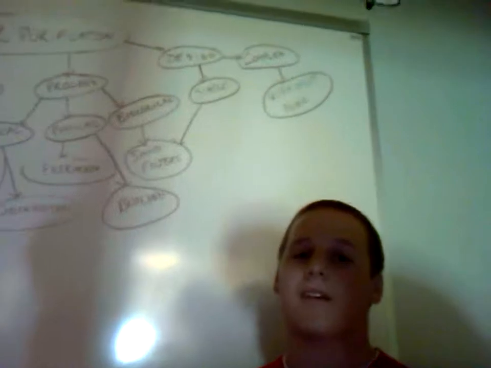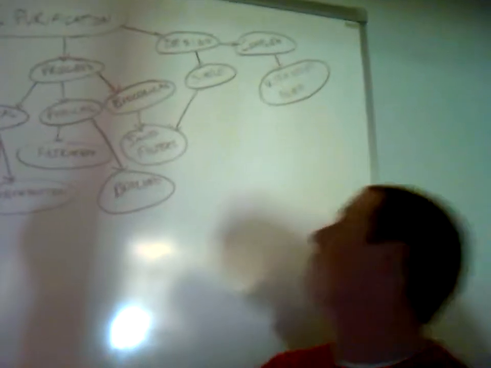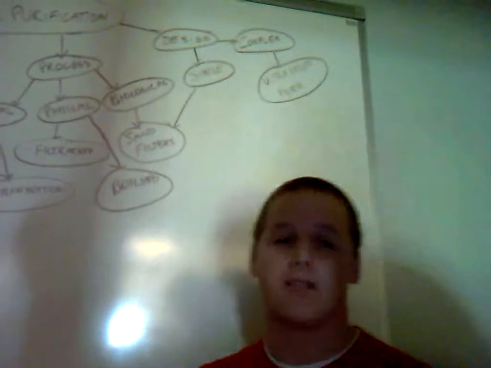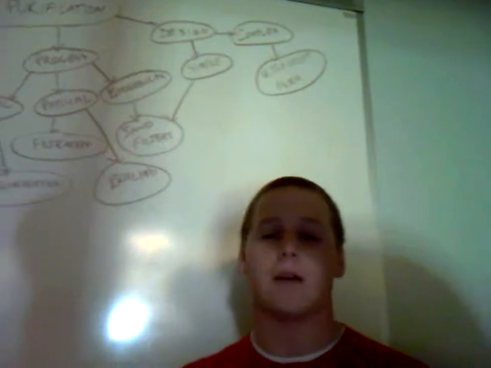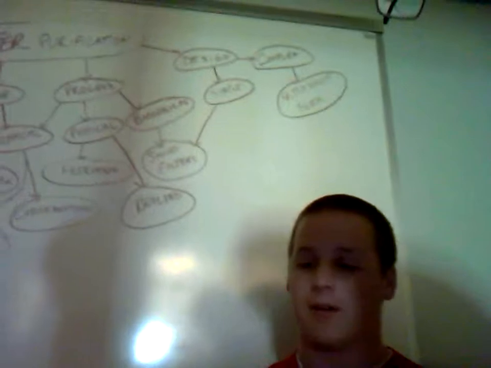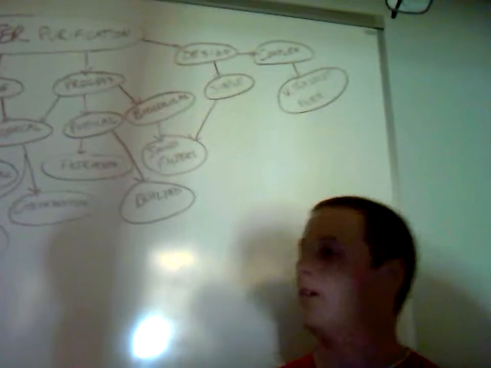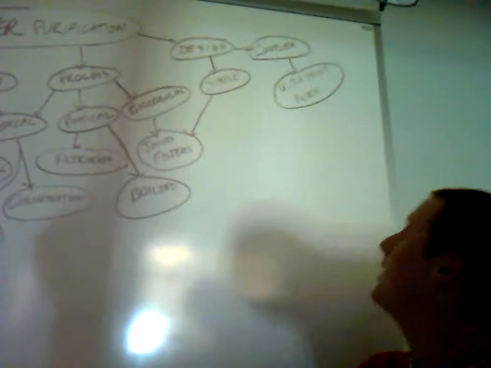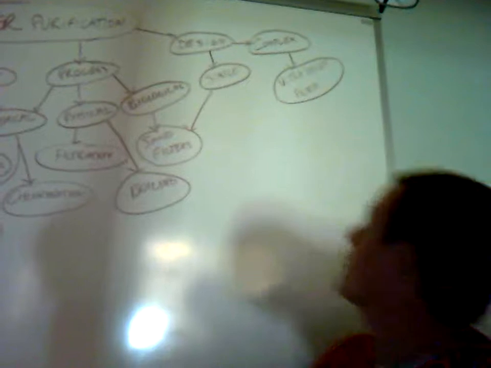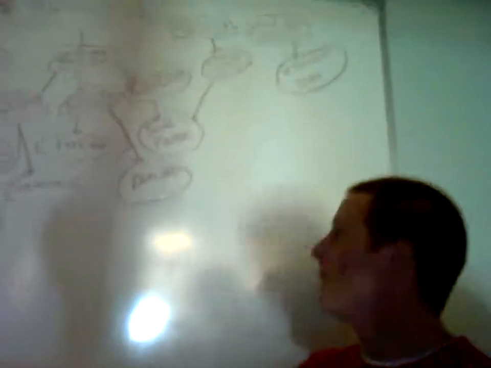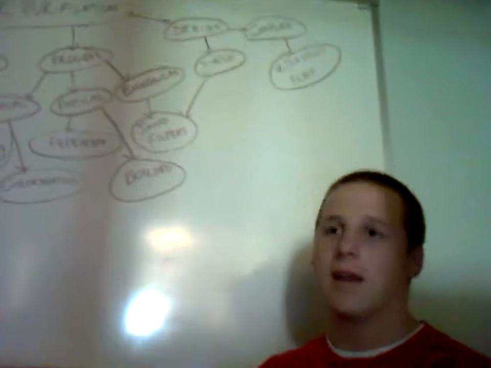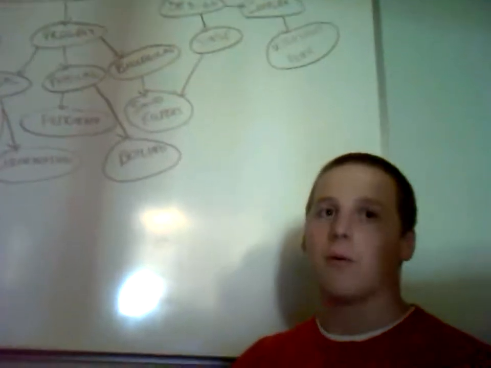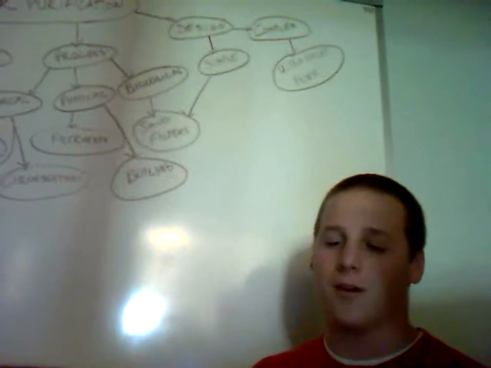Okay, next we have the design of these systems. They can be complex or simple. One of the main simple ones would be like a sand filter. Basically, you run water through a cup of sand or whatever, and it filters out all the harmful bacteria and whatnot. Also, there are complex filters such as ultraviolet filters, which are more costly and also involve more research to create and more cost to run.